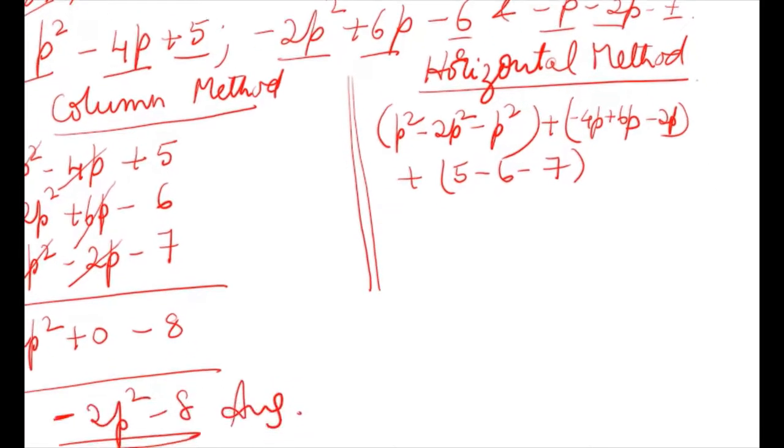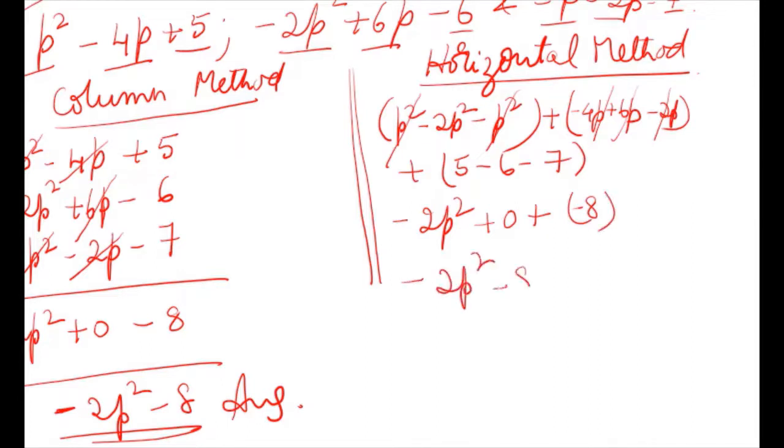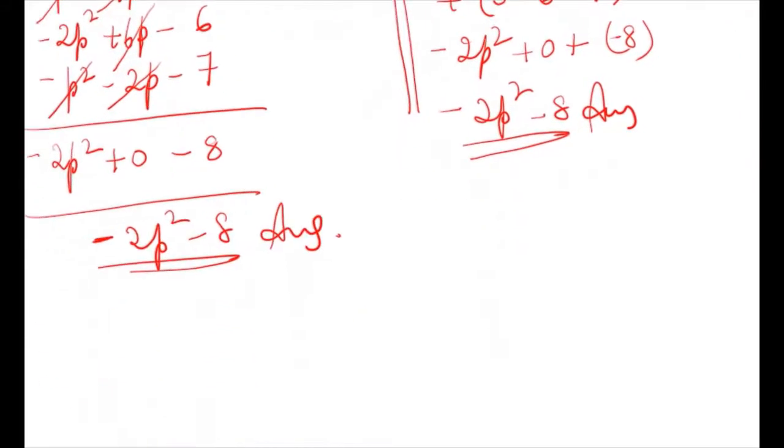Okay, so now again plus p square minus p square cancel, so you are left with minus 2p square. Here minus 4p minus 2p is minus 6p, minus 6p plus 6p are cancelled. Then you may write 0 or you may simply omit. Then plus 5 minus 6 is minus 1, minus 1 and minus 7 is minus 8. So your answer is minus 2p square minus 8. Okay, clear? Now let us do one more question.